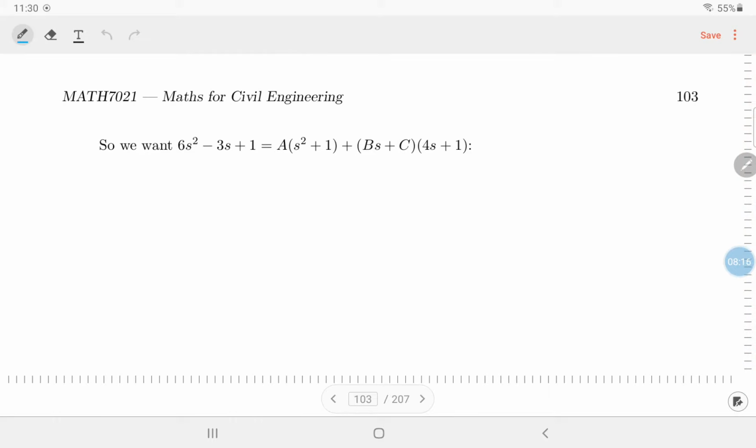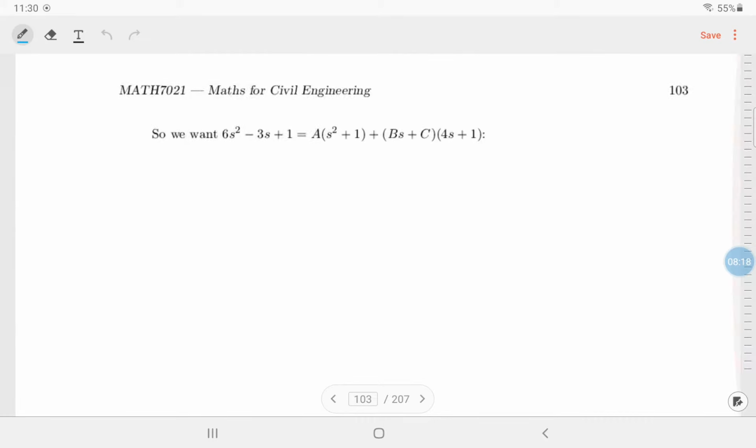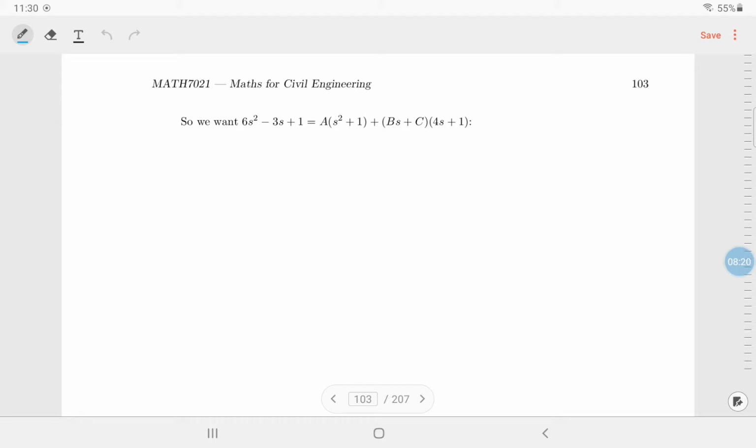So we want these to be equal. There's different ways of doing this. You can multiply out and compare coefficients. So for example, if you look at the coefficient of s squared, it should be a plus b. So you have a plus b is equal to 6. And you can do that with s, and you can do that with the constant.